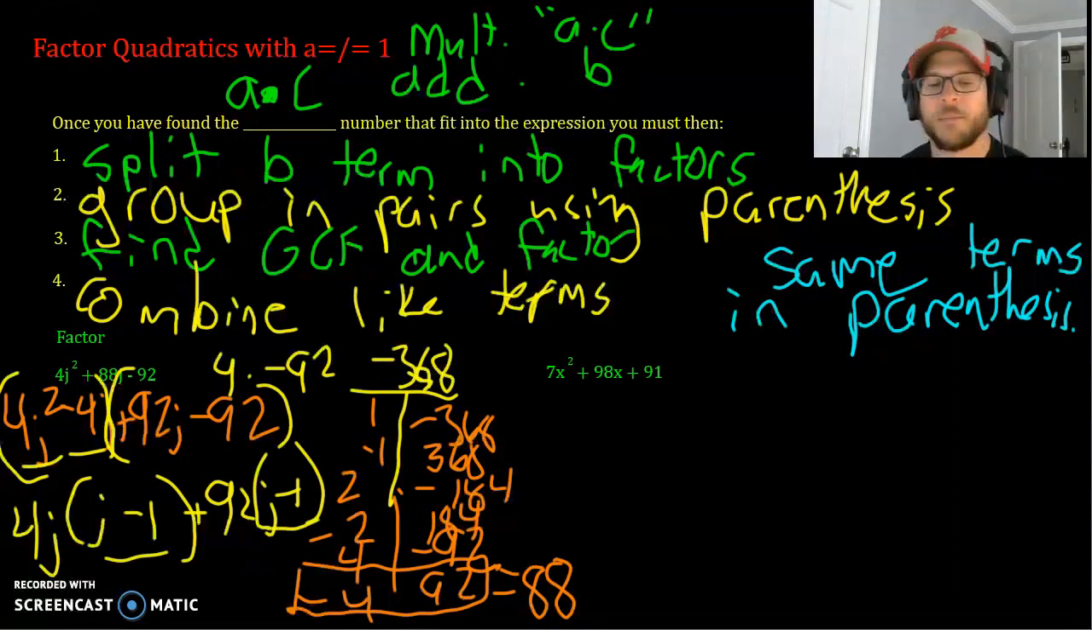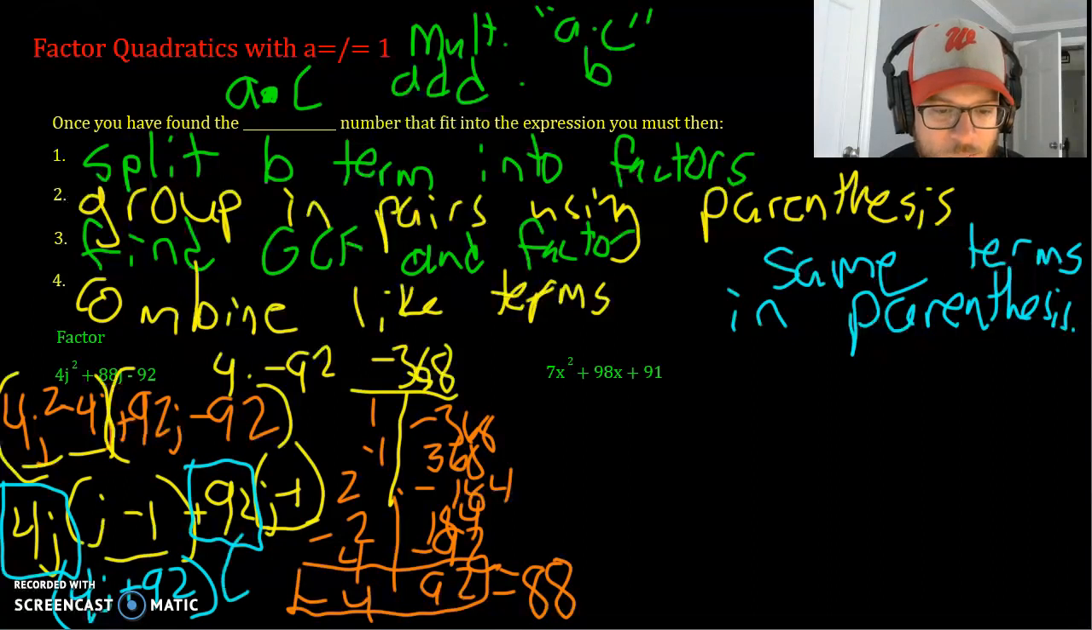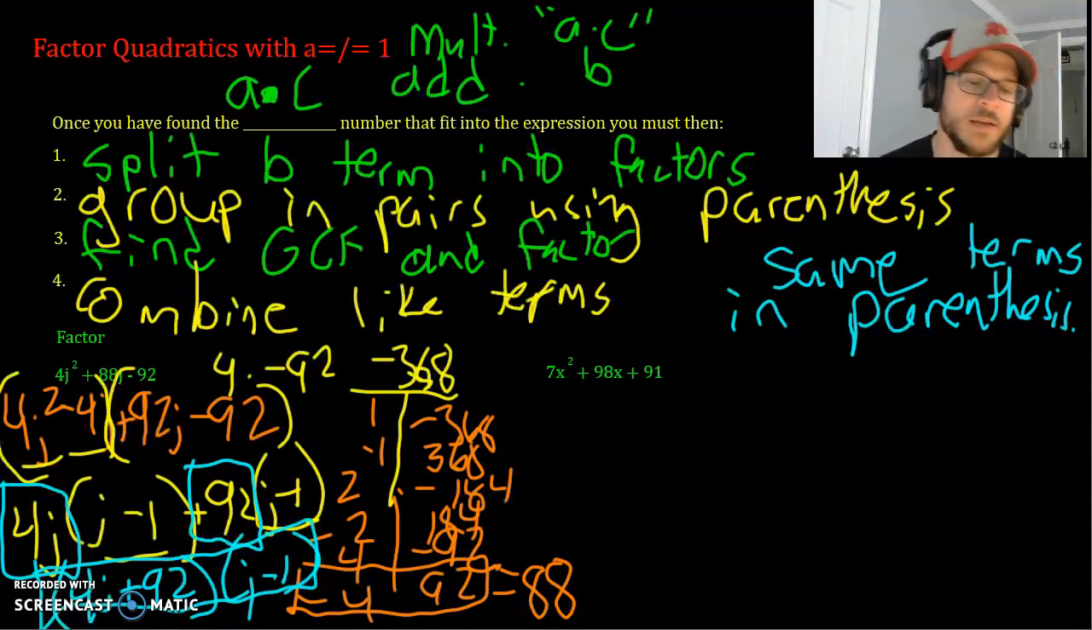Notice that right here, my terms are exactly the same. They're the same things in the parentheses. That's good. That means I'm doing it right so far. And all I have to do at the end is to combine the GCF terms together into their own set of parentheses, and then write down your term right there at the end. So your final factored quadratic is 4j plus 92, j minus 1. And again, those could be written in any order. It would really only be affected by the order that you write your b terms in, but that is the factored form of that quadratic.